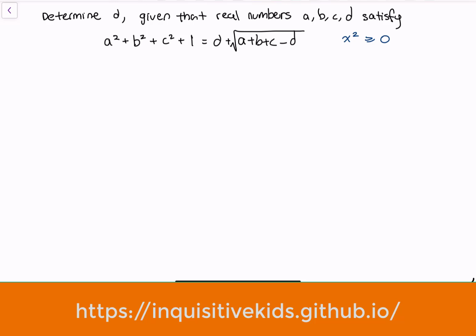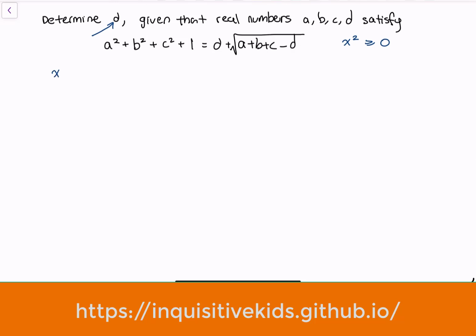So here's our problem. We want to find the only value of d, where a squared plus b squared plus c squared plus 1 is equal to d plus the square root of the sum of abc minus d. So we see something that's underneath the radical. Let's substitute in a new variable to simplify what's under the radical.